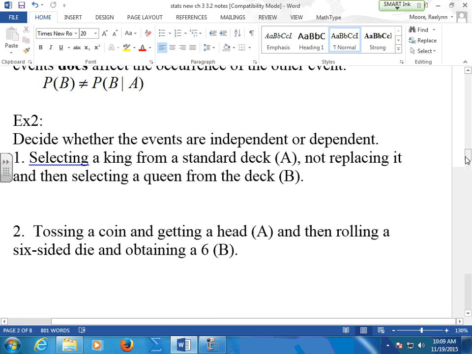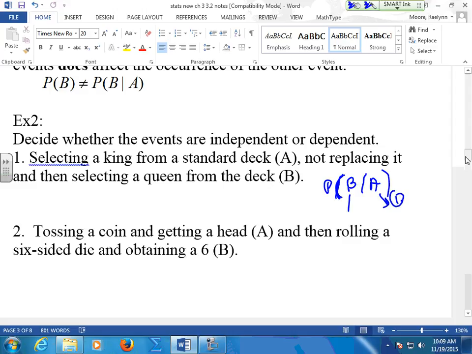Okay, let's decide whether these are independent or dependent. Selecting a king from a standard deck, that's your A. Not replacing it and then selecting a queen from the deck. I want the probability of B given that A has occurred. So A we have to do first. Probability of A is selecting a king, holding it in your hand, not replacing it. B says now select a queen.